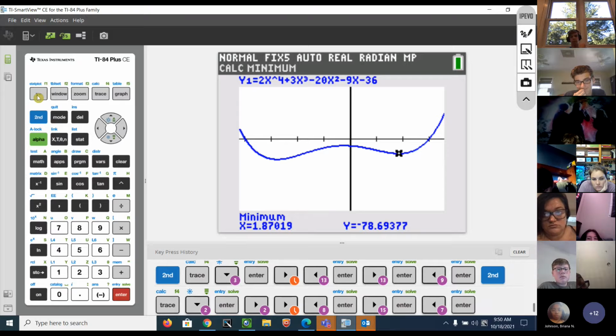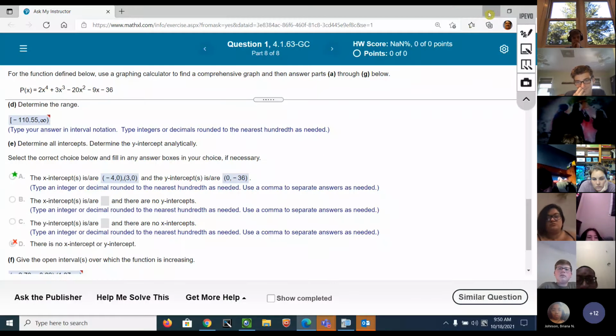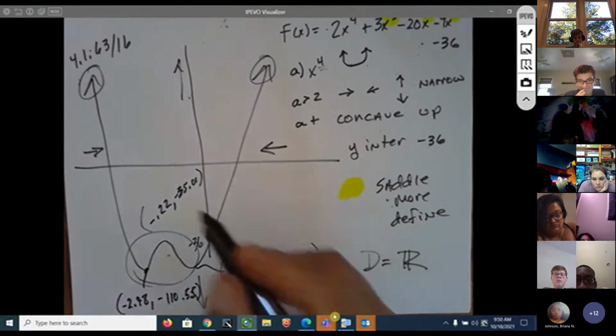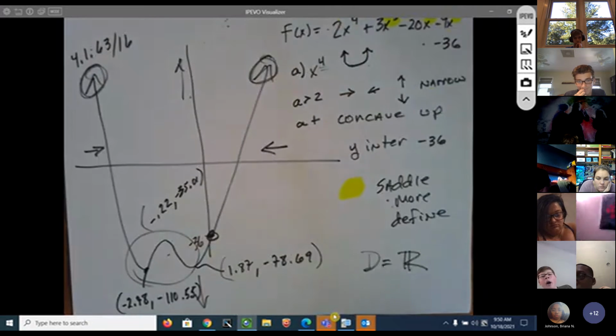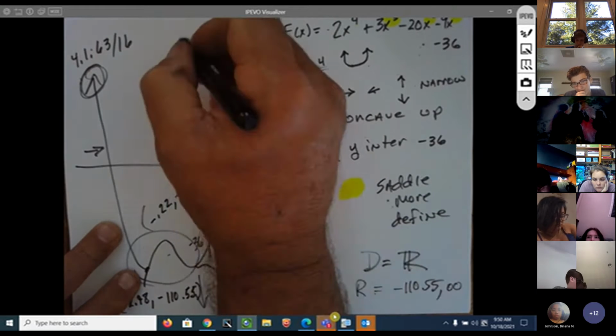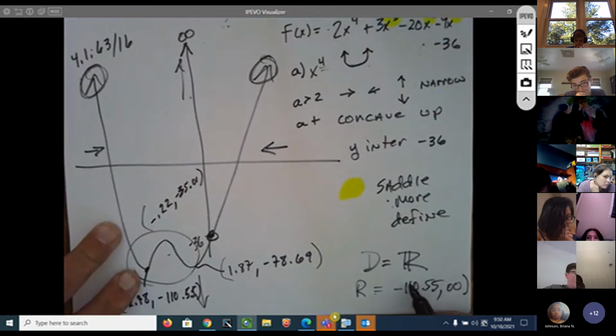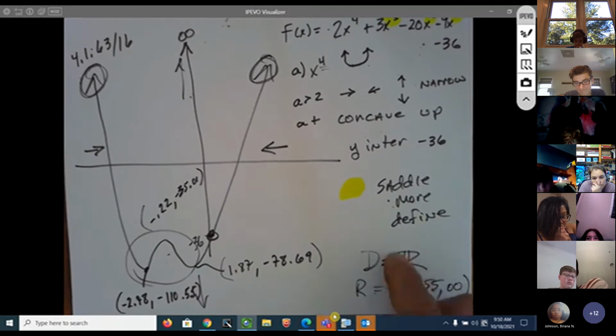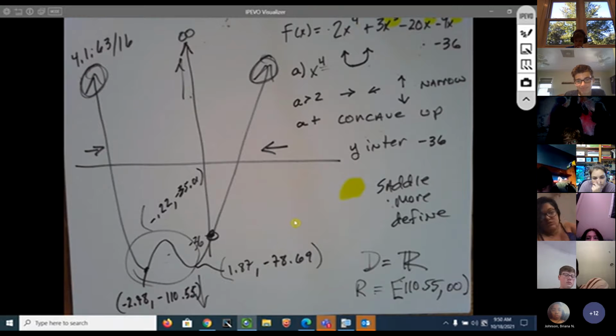Now, I'm going to go ahead and tell you this because I don't know what they're going to ask, but I have a feeling. They're going to ask for these three things right here. Then they're going to ask for the domain, which is all real numbers because you got two X's right here. They just keep on going. And the range is from negative 110.55 to infinity. That's the 5 things that they're probably going to ask you.